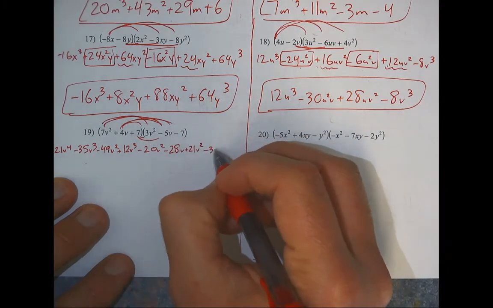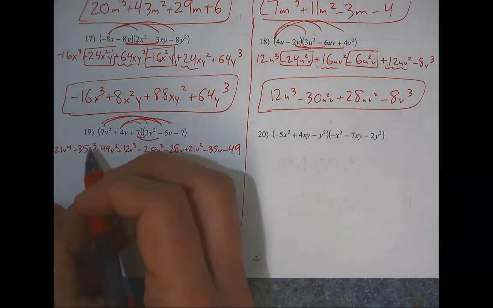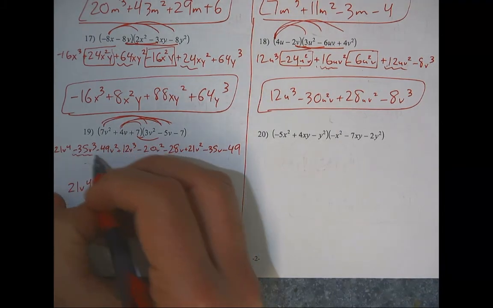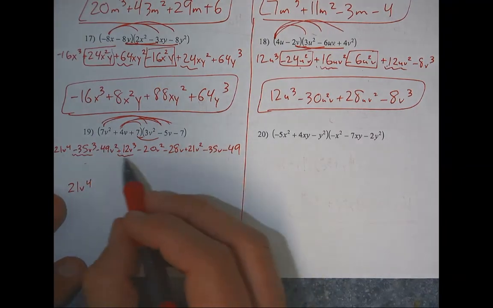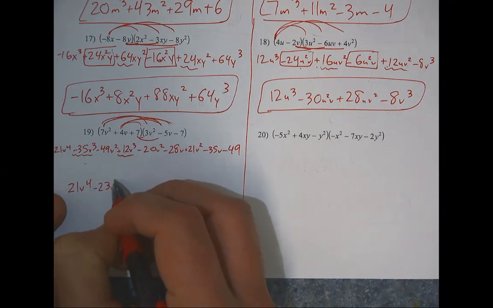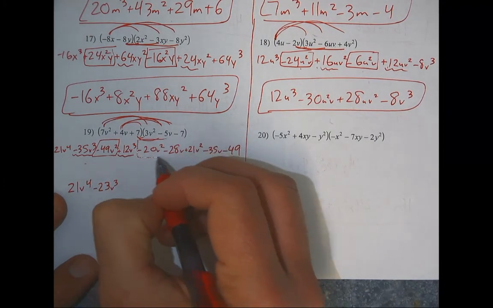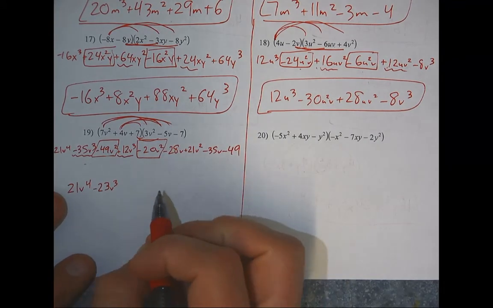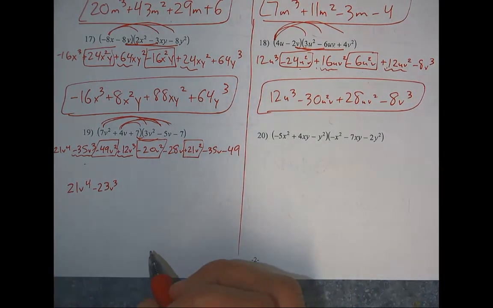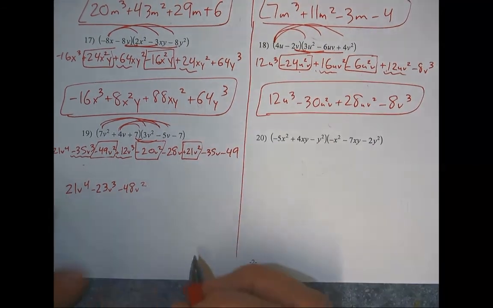Negative 35v and negative 49. All right, that's the only v to the fourth power, so that comes down. Here's a v to the third. Here's a v to the third. Those are the only two, so put those together. That's negative 23v to the third. Negative 49v squared. Negative 20v squared. And 21v squared. So we've got 3 of those. Put all those together in your calculator, that's negative 48v squared.